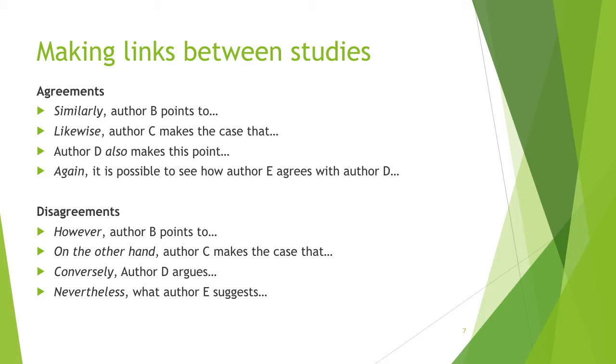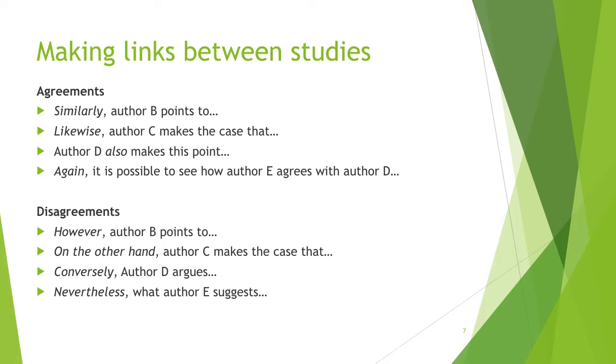Instead, most of your citations in a literature review should be multiple authors that you're citing that all agree about one idea. You may, if an author is seminal, if they're really big in the field, you may have a one author paragraph, but most often you're going to be bringing in multiple authors, either by comparing them, their agreement. Similarly, author B points to. Likewise, author C makes the case. Author D also makes the point. Again, it's possible to see how author E agrees with author D. Or disagreements.